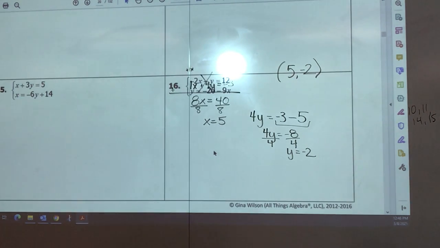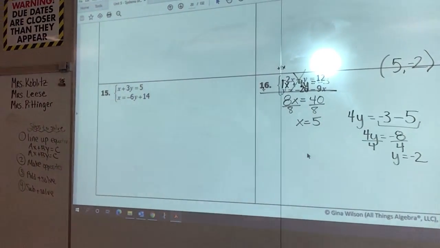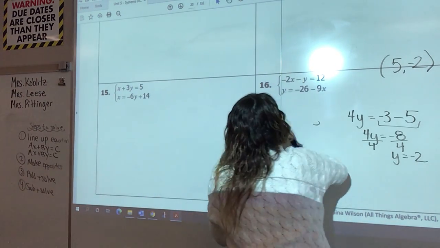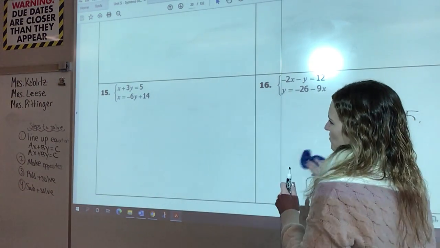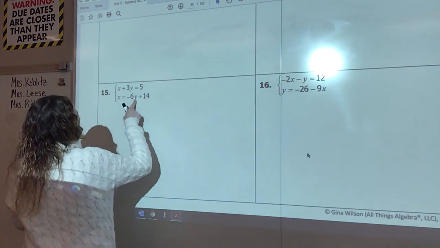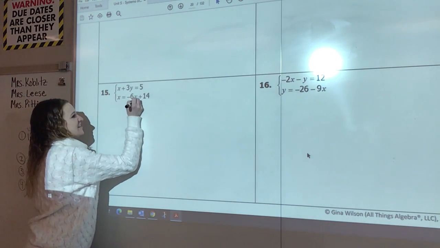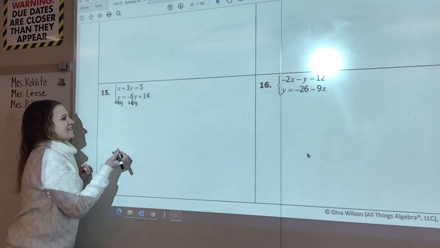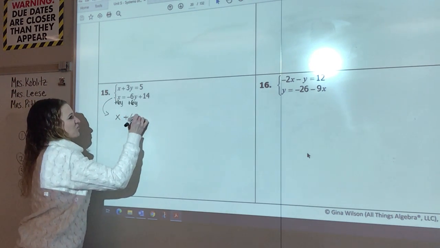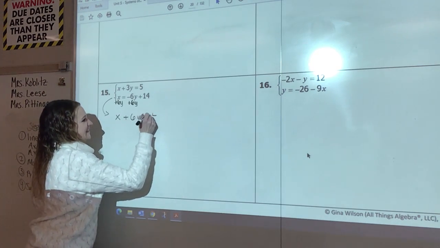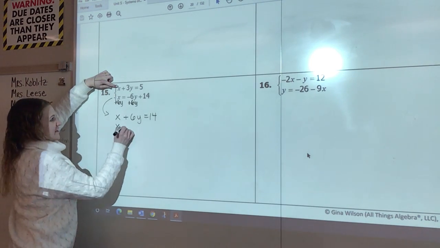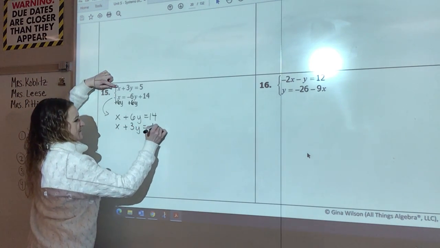I'm going to slide this over a little bit so we can see number 15. Alrighty. So with number 15, we have our x's. Good. We're going to have to move that y. We're going to need this -6y to be on the other side, so I'm going to add it. And then rewrite this equation below. So I have x plus 6y equals 14. There we go. Then I'm going to rewrite this top equation below it. X plus 3y equals 5.